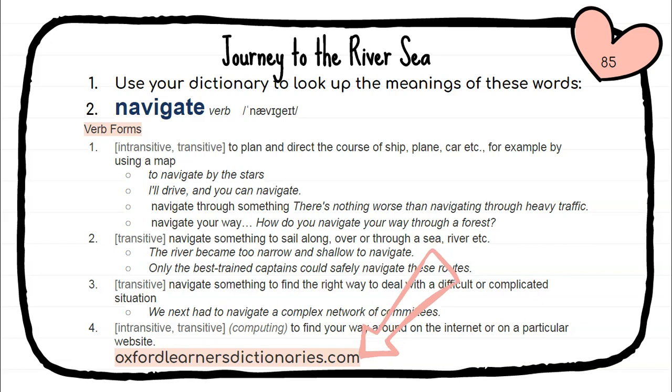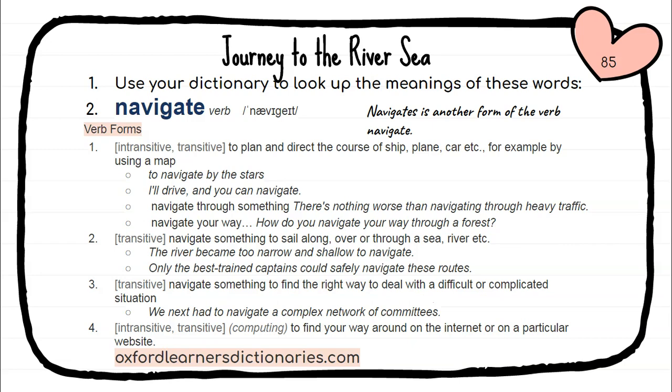Number 2, they ask you to find the meaning of navigates. So I looked at oxfordlearnersdictionaries.com. The dictionary that we use at school most often is the South African Oxford School Dictionary, which is a variety of this dictionary. And they also have quite nice little apps. For example, using the Oxford Learners Dictionary, you can look up synonyms of the words, you can look up words that rhyme. There's quite a few fun functions.